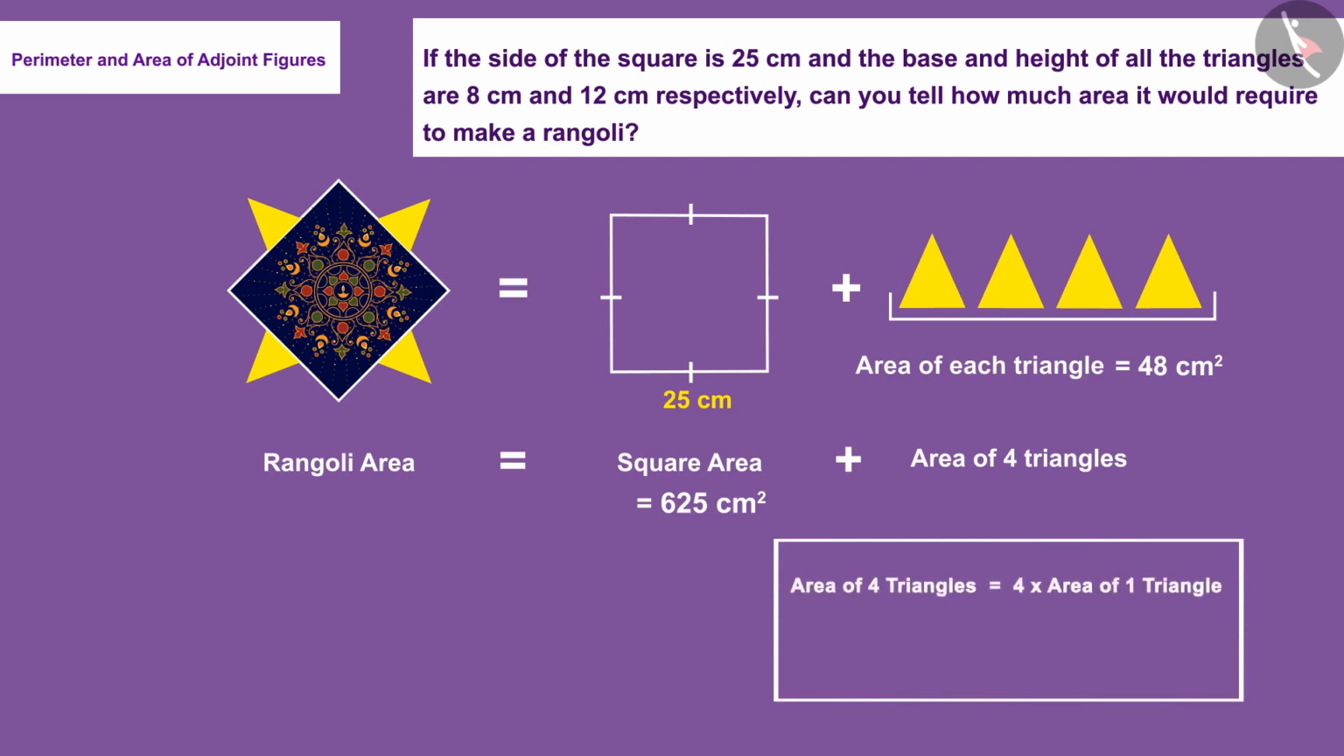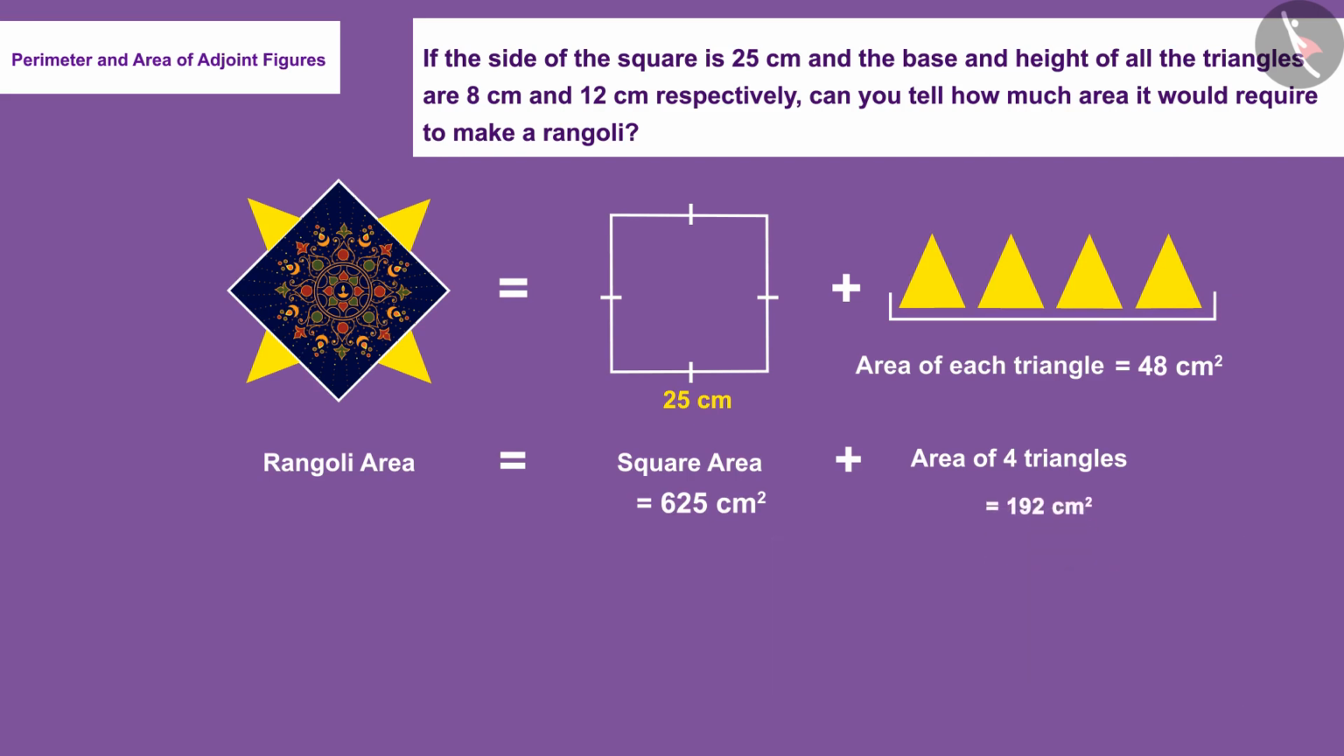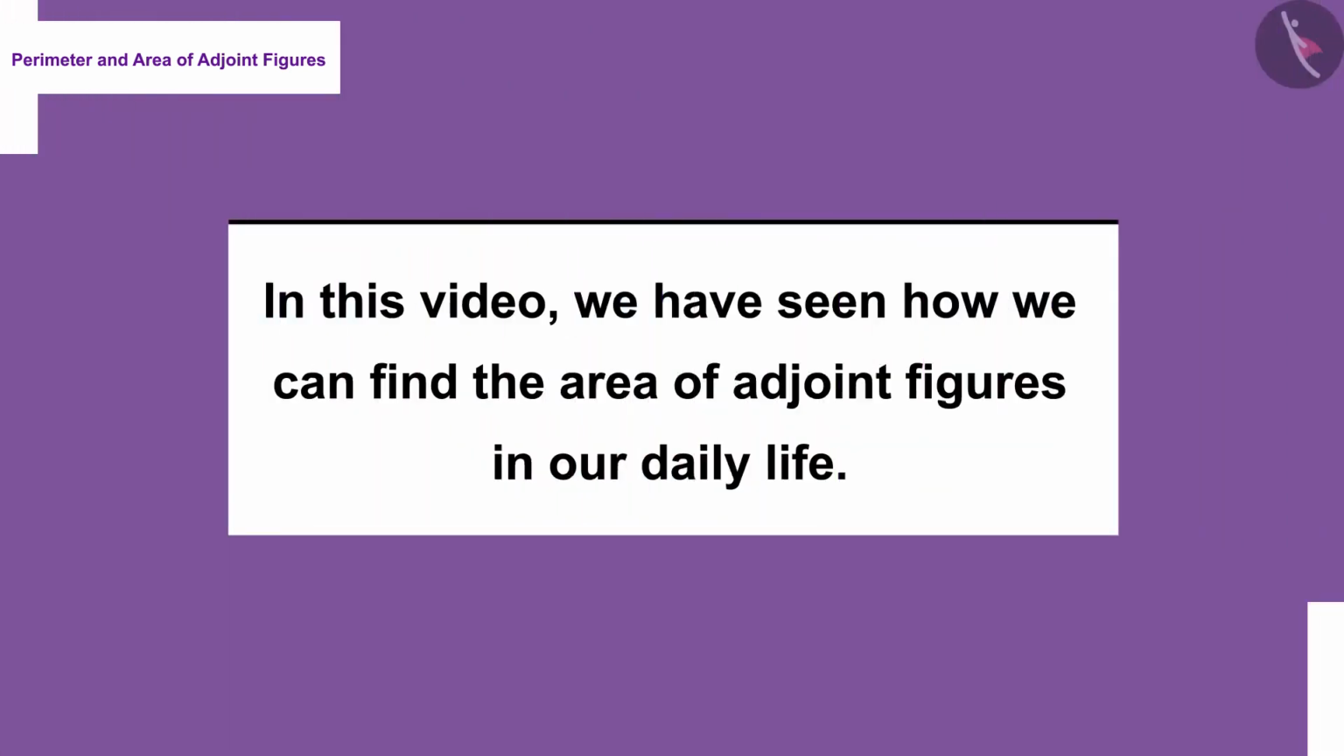Now, can you tell the value of the area of all the triangles? Well done! The value of the area of all the triangles is 192 square centimeters. Now let's find the area of rangoli, substituting the area of squares and triangles. Rangoli area is 817 square centimeters. In this video, we have seen how we can find the area of adjoint figures in our daily life.